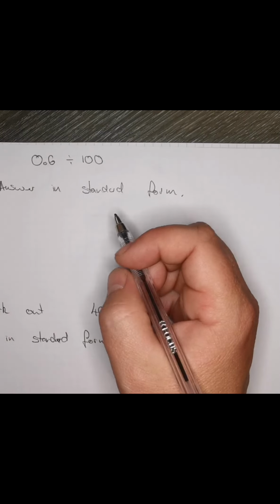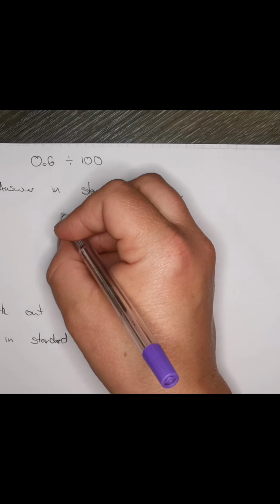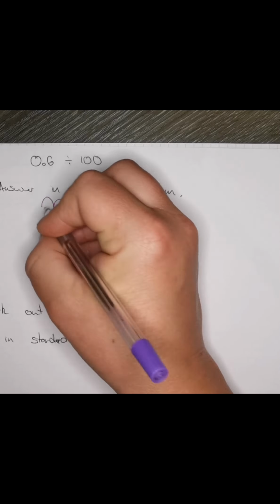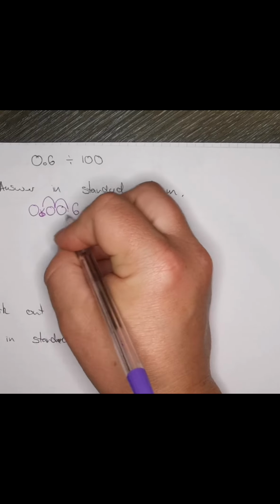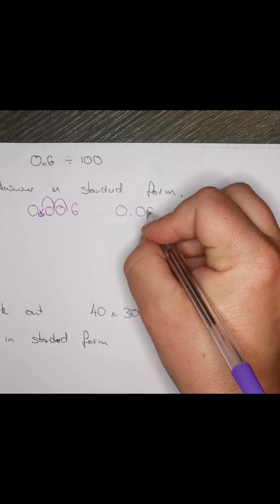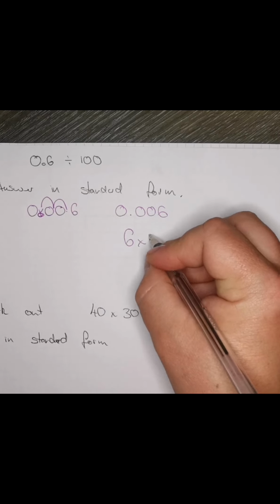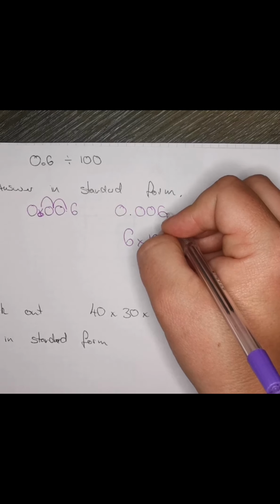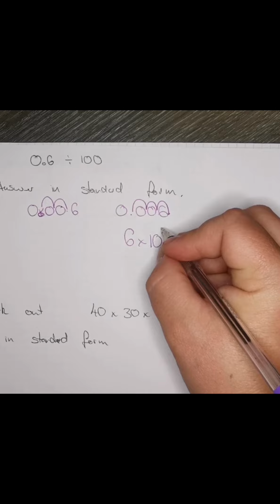Right, 0.6 divided by 100 in standard form. So if I'm dividing by 100, I'm just going to move the decimal place back twice. So 0.6, 1, 2. Decimal's going to go there. So that is 0.006. If I'm writing that in standard form, that's going to be 6 times 10 to the power of... Right, if I wanted it there, it's gone 1, 2, 3. So I think that is 10 to the minus 3.